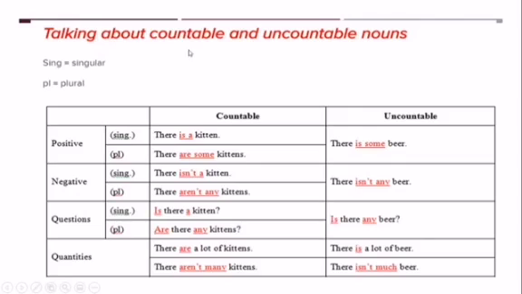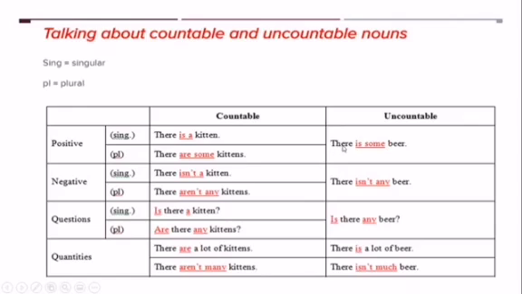Well, talking about countable and uncountable nouns. Remember the last class? We say is when we are talking about singular. We say are and some when we're talking about plural. So there is a kitten. There are some kittens. But if we're talking about uncountable, we're going to use always is or isn't. But we can never use are with uncountable nouns.